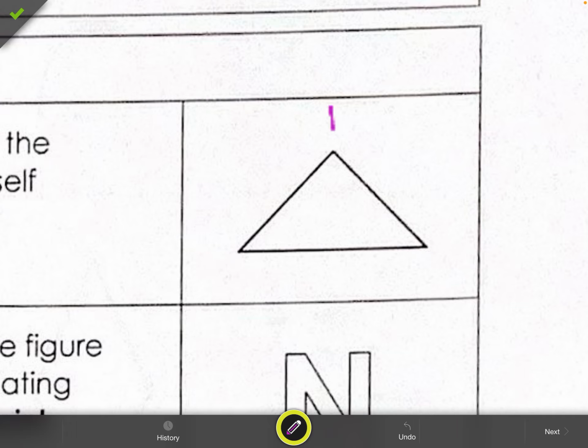Let's try right here. Now if you look at this line I just drew, you can see it does appear to cut it into two smaller equal parts, and if we were to fold it on that dotted line, the two pieces would match up. So we would say, yes, this triangle has line symmetry. You only need one.